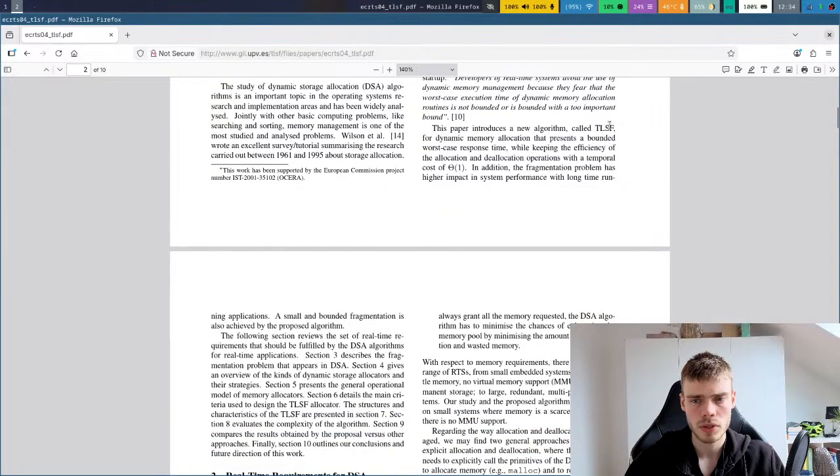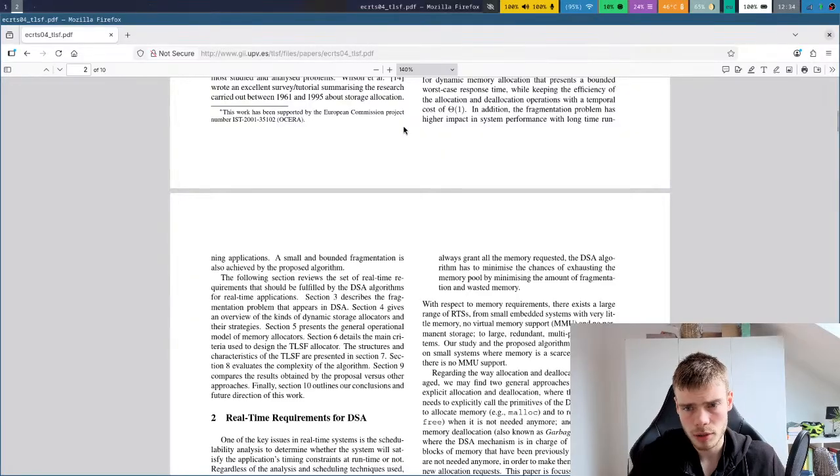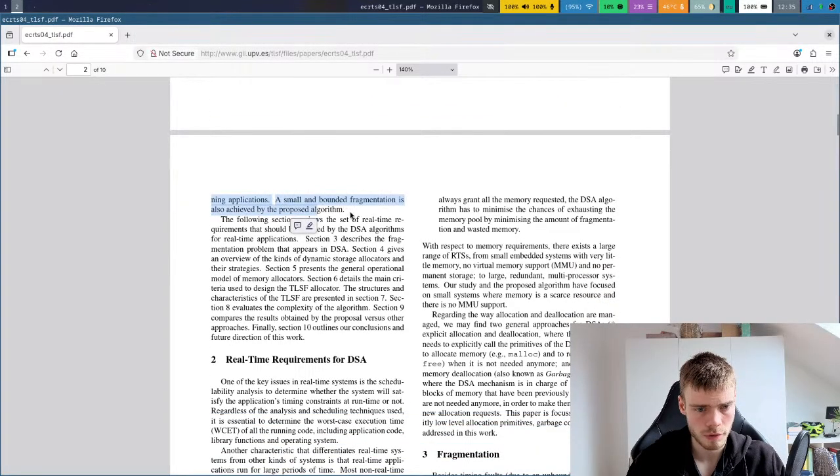This paper introduces a new algorithm called TLSF for dynamic memory allocation that presents a bounded worst case response time, but keeping the efficiency of the allocation and deallocation operations with a temporal cost of O(1). In addition, the fragmentation problem has higher impact in system performance with long time running applications. A small and bounded fragmentation is also achieved by the proposed algorithm.